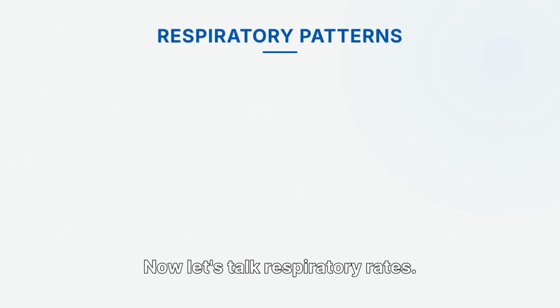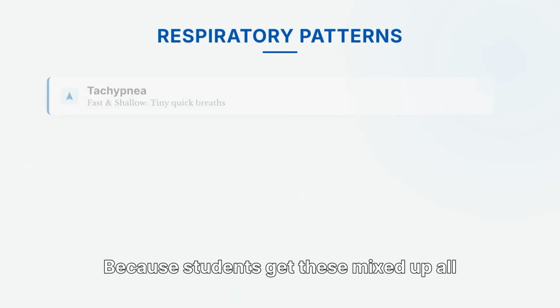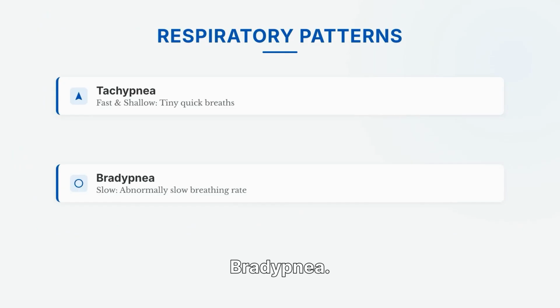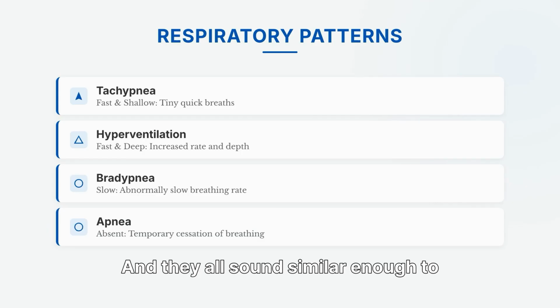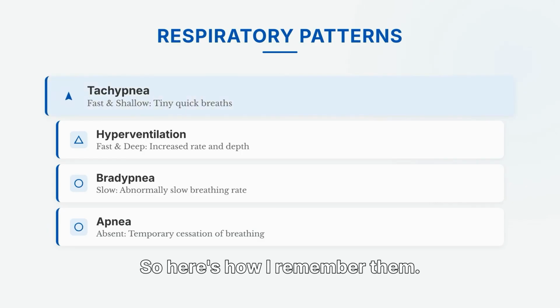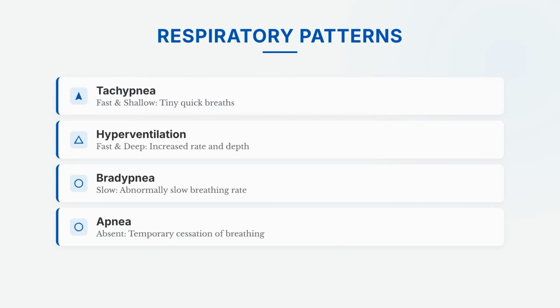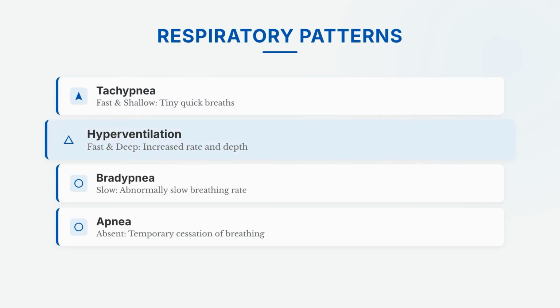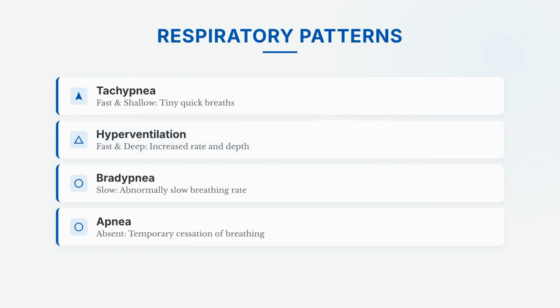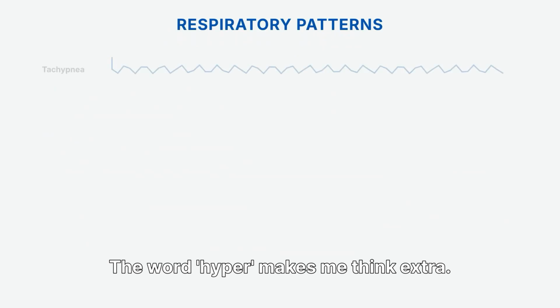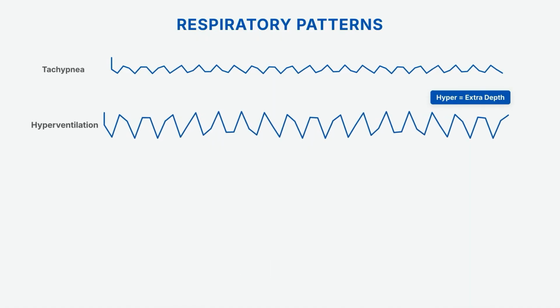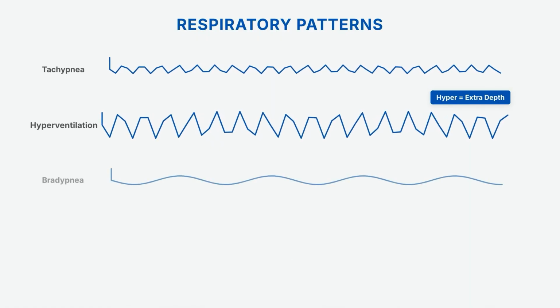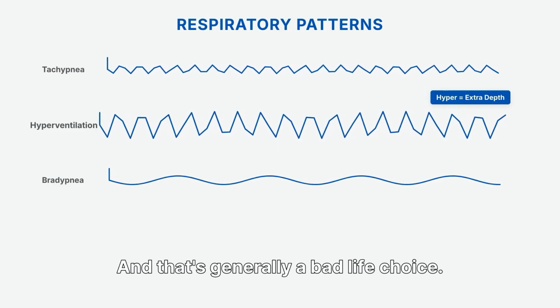Now let's talk respiratory rates, because students get these mixed up all the time. Tachypnea, bradypnea, hyperventilation, apnea. And they all sound similar enough to make your brain angry. So here's how I remember them. Tachypnea, fast, shallow. Think tiny, quick breaths. Hyperventilation, fast, deep. The word hyper makes me think extra. Extra breathing, extra depth. Bradypnea, slow breathing. Apnea, no breathing. And that's generally a bad life choice.